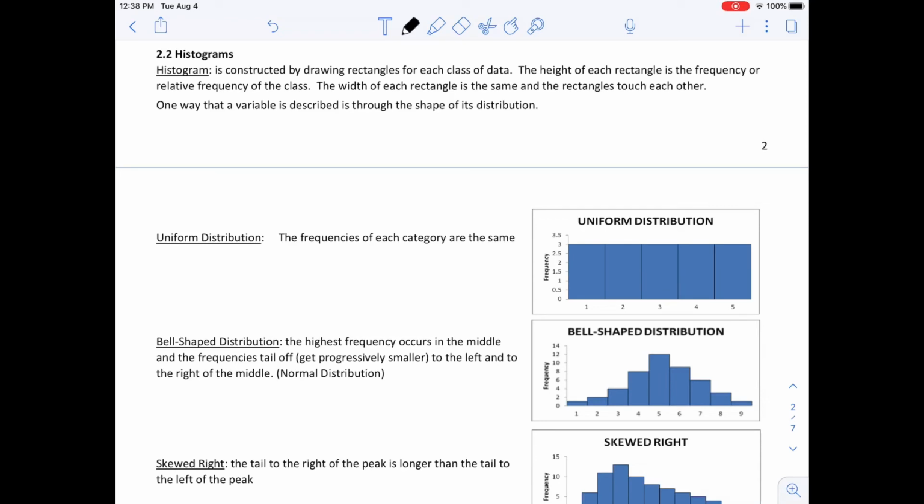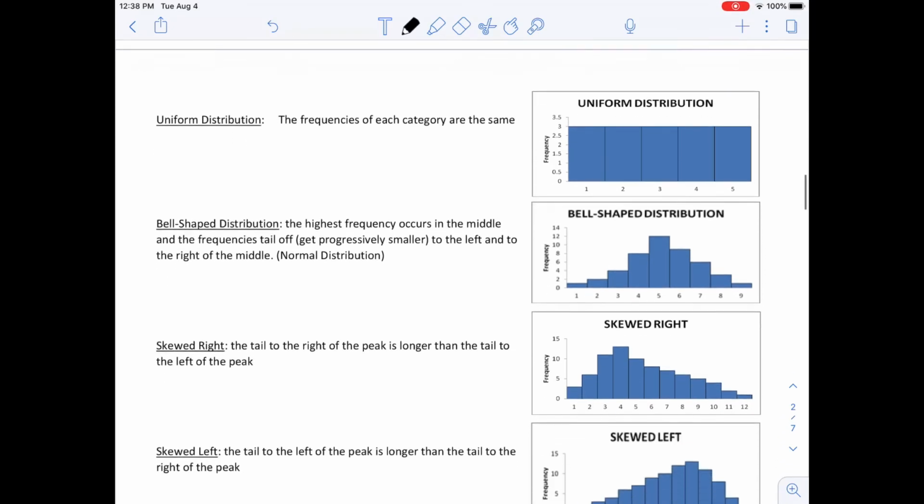So the next section we have is 2.2, which is dealing with histograms. And a histogram is constructed by drawing rectangles for each class of data. The height of each rectangle is the frequency or relative frequency of the class. The width of each rectangle is the same, and the rectangles touch each other. So a lot of important stuff in here. So again, for our histograms, the rectangles will touch one another, and the widths should be drawn the same.